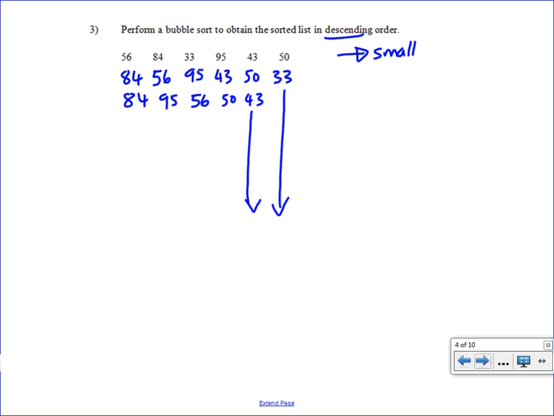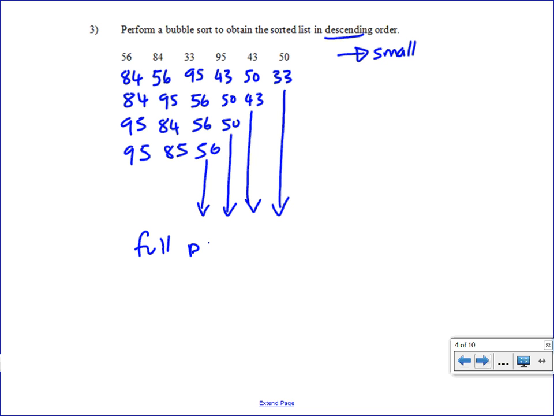The 84 can move past the 95 because it's smaller. The 95 moves out the way, but the 84 is blocked by the 56. The 56 can't move past the 50, and the 50 is now fixed. The 95 now can't move because it's not smaller than the 84. The 84 can't move because it's not smaller than 56. The 56 is now fixed, and furthermore, we did a full pass with no swaps. So the sort must be complete.